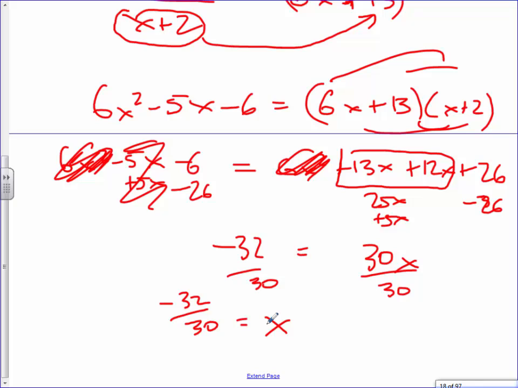We can actually go one step further. There's another block that I haven't even talked about today, which is reducing. Both these numbers you can divide by 2. So the best answer would be negative 16 over 15.